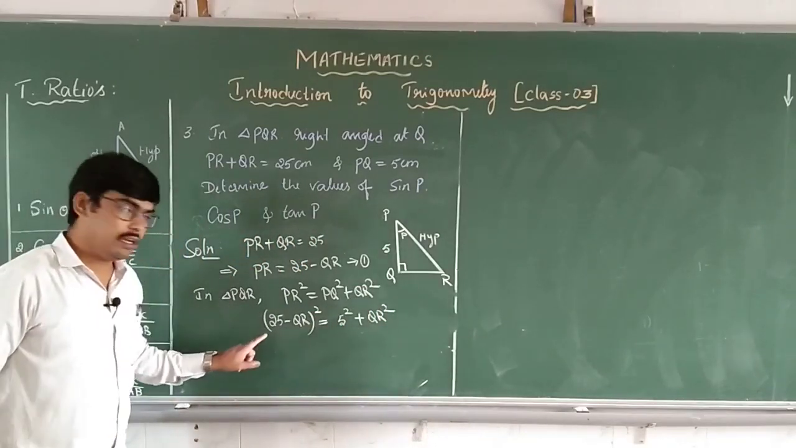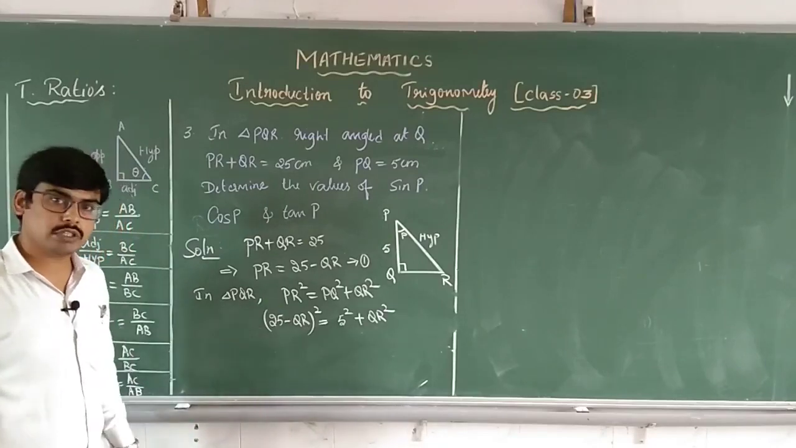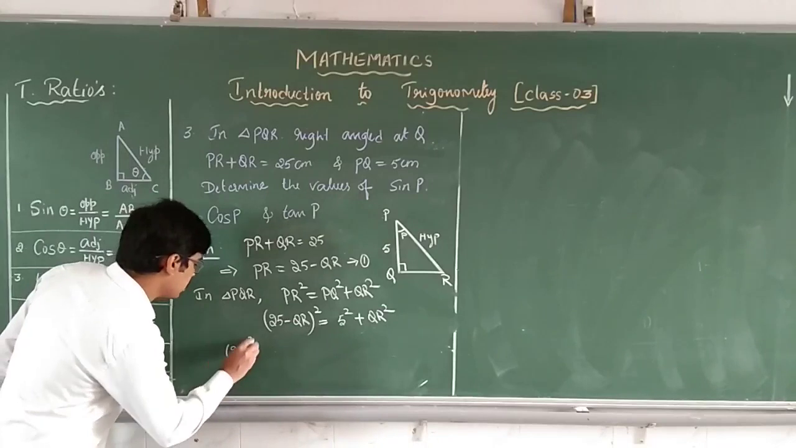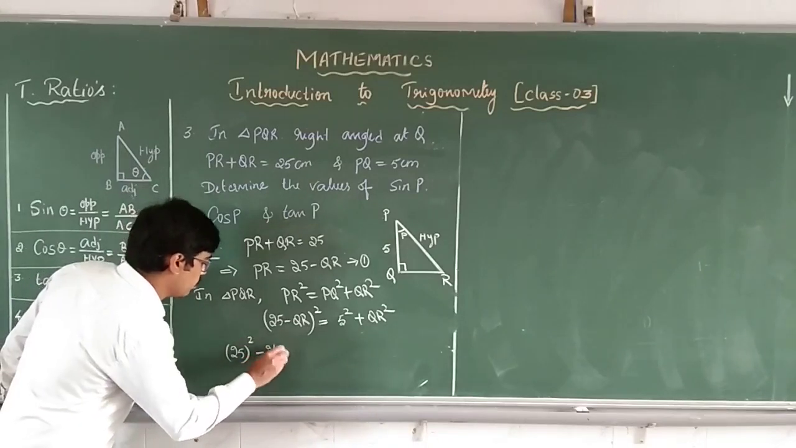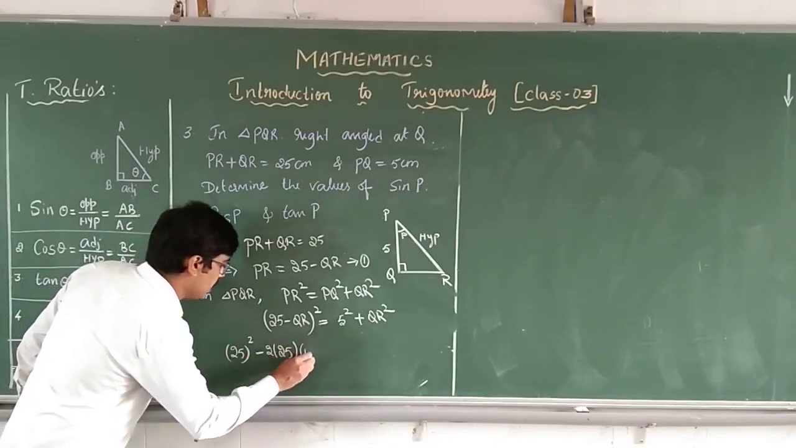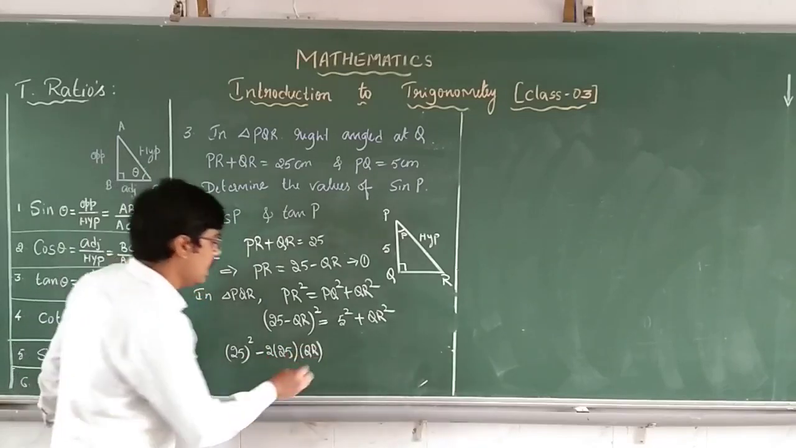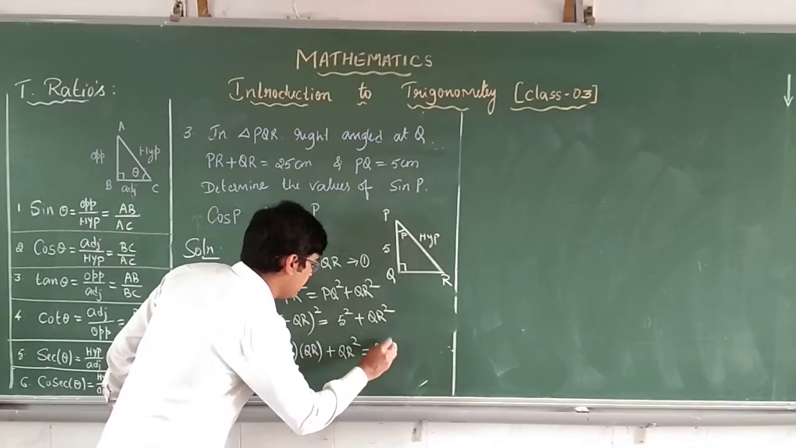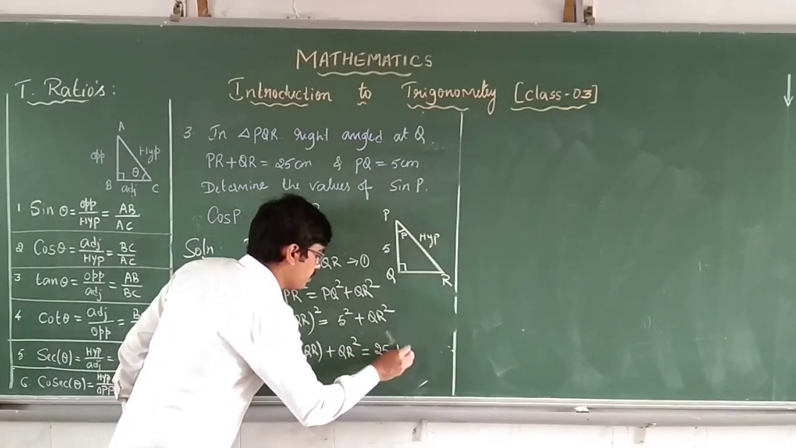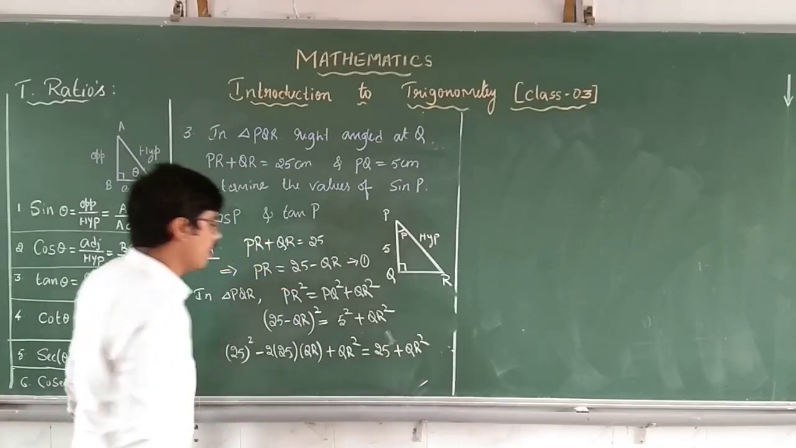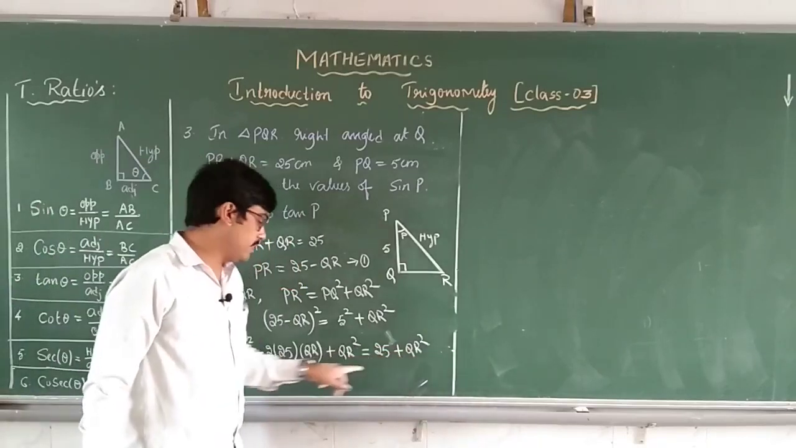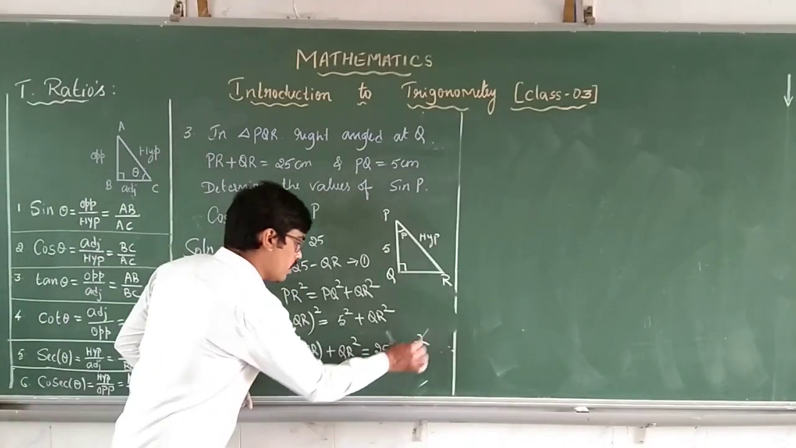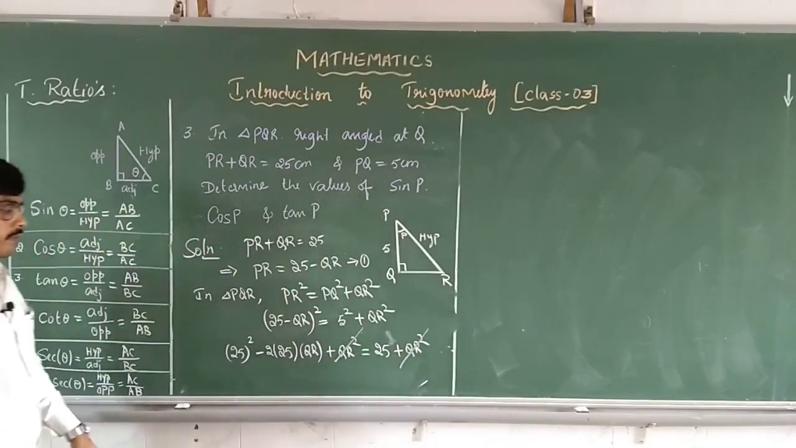Now by using the A minus B whole square formula, what is A minus B whole square? A square, that is 25 whole square, minus 2 into A into B, that is QR, plus QR square is equal to 5 square plus QR square. So QR square is on either side with the same sign, so minus QR square and plus QR square cancel. Let me cancel it here itself.